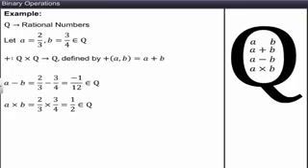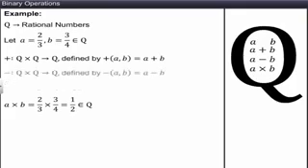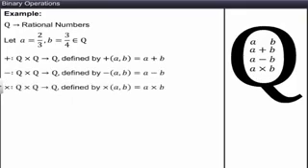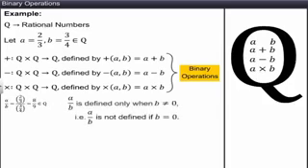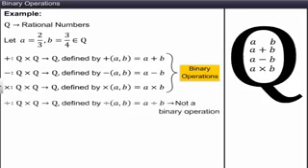Similarly, the functions subtraction and multiplication from Q cross Q to Q are also binary operations. Now, the division of two rational numbers may not result in a rational number, as A divided by B is defined only when B is not equal to 0, otherwise it is not defined. It means that division from Q cross Q to Q is not a function, and hence not a binary operation.